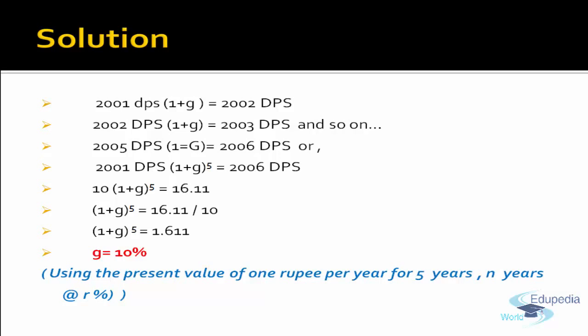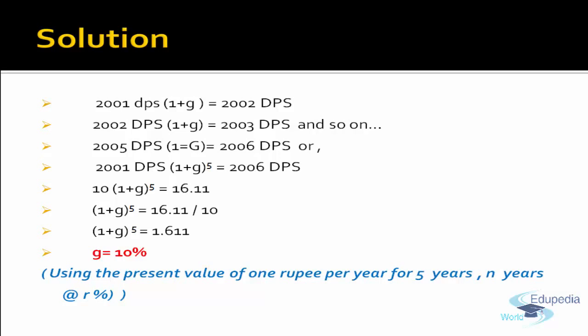See how you are doing it. If you want to compute 2002 DPS, what do you do? 2001 DPS multiplied by 1 plus growth rate is equal to 2002 DPS. 2002 dividend per share multiplied by 1 plus growth rate is equal to 2003 DPS. That's how we computed dividend 1 from dividend 0, remember, to compute the cost of equity from the dividend growth model. Likewise, 2005 DPS into 1 plus growth rate will be 2006 DPS.